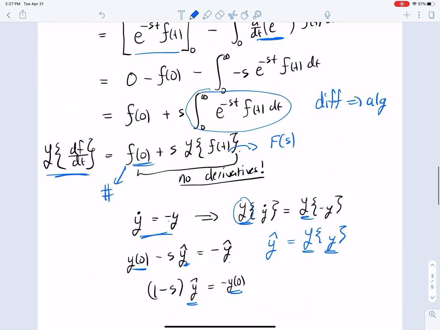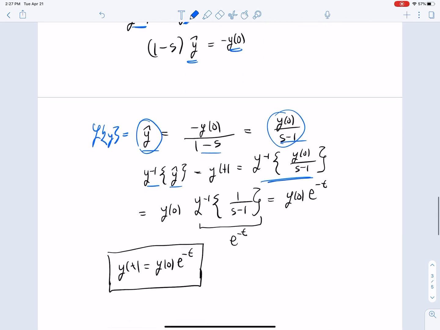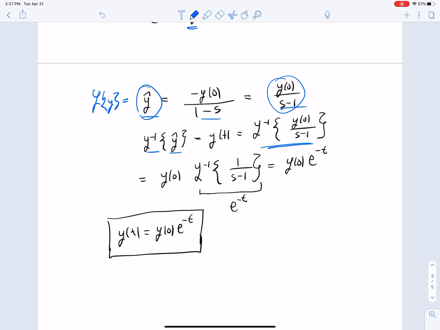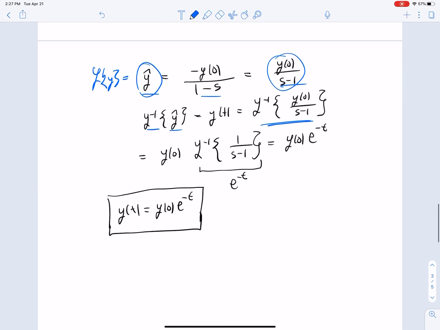which you might be able to figure out here from our table earlier. So the Laplace transform of e to the t is 1 over s minus 1. The Laplace transform of e to the minus t is 1 over s plus 1. And so we get our Laplace transform back, and we get e to the minus t there, and we get y of t is y0 e to the minus t, which of course we knew that solution from numerous other techniques that we could use to solve this.